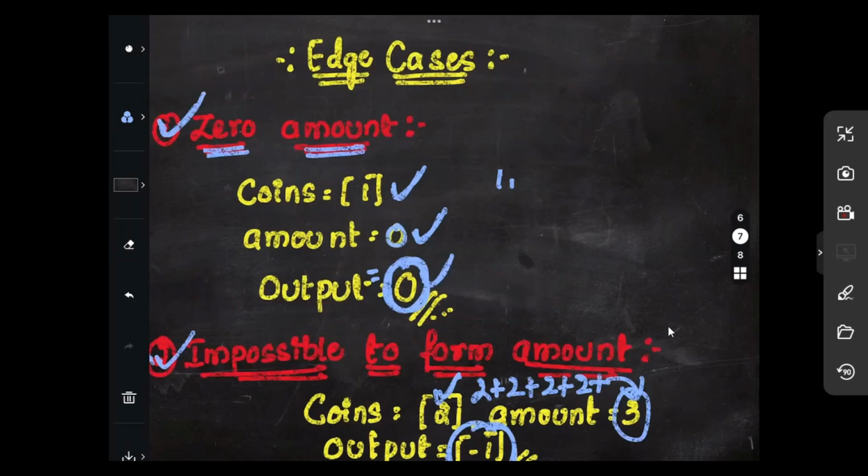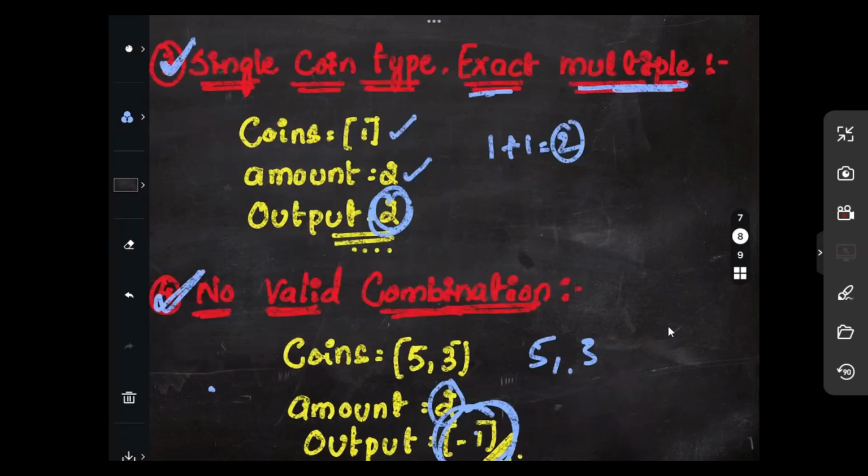These are the 4 edge cases that we need to keep in mind. The first edge case is for the 0 amount, the second is for the impossible to form amount, the third is for the single coin type exact multiple, and the fourth is for no valid combination. So now we are completely familiar with the edge cases as well as the approach, and we are good to write the code.